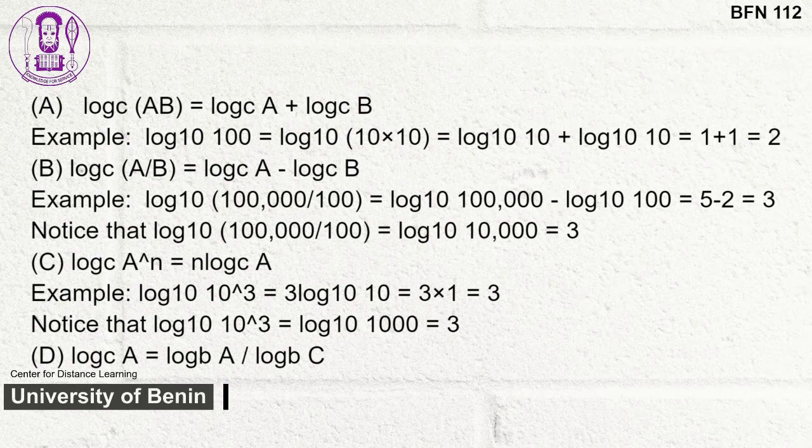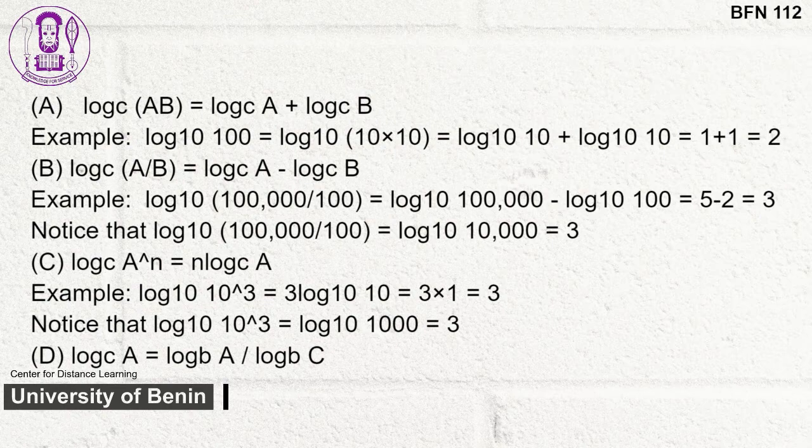B: log base c of (a divided by b) equals log base c of a minus log base c of b. Example: log base 10 of (100,000 divided by 100) equals log base 10 of 100,000 minus log base 10 of 100, equals 5 minus 2, equals 3. Notice that log base 10 of (100,000 divided by 100) equals log base 10 of 1,000, equals 3.